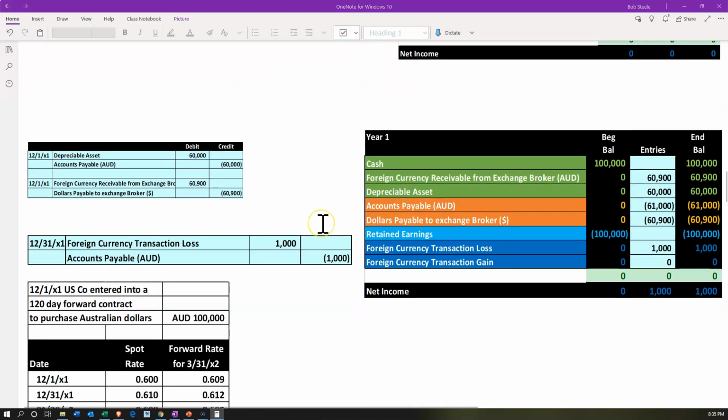Okay, so the next relevant date that's going to take place is 12/31/X1. So on 12/31/X1, we have a balance sheet date.